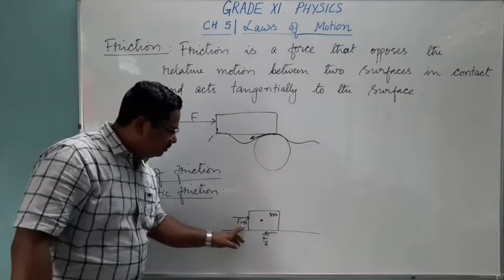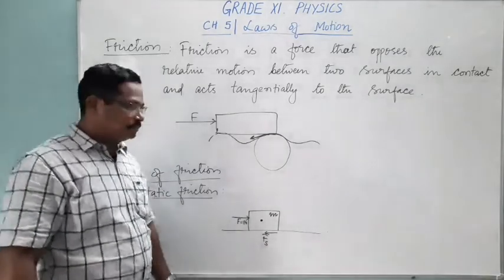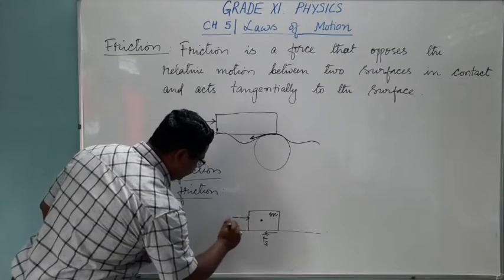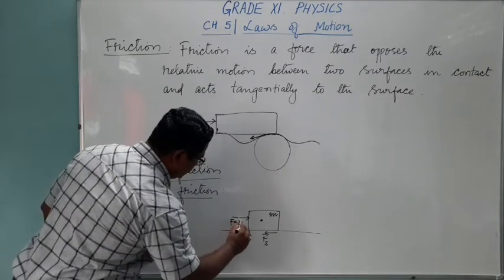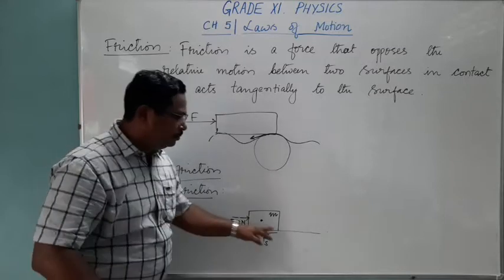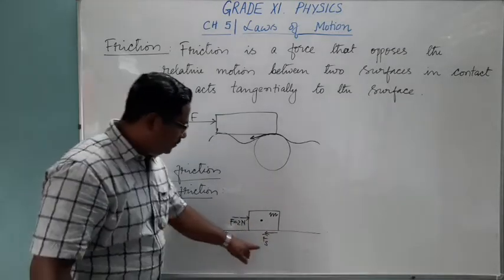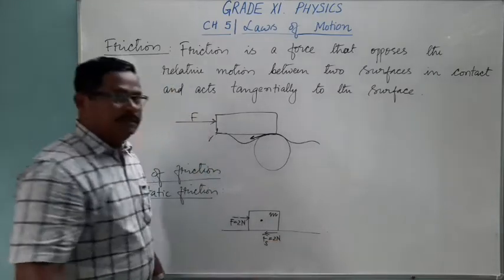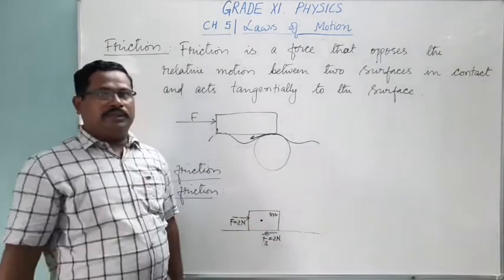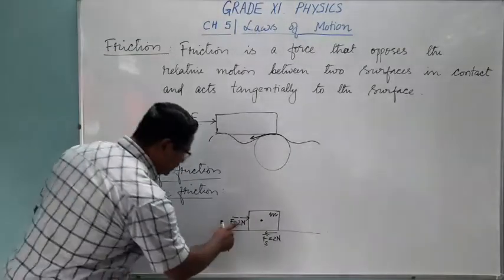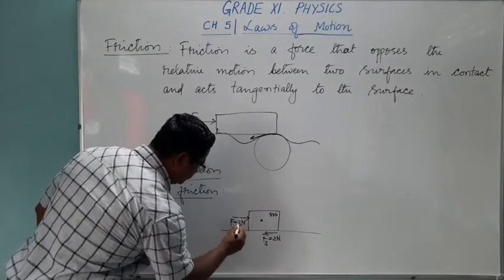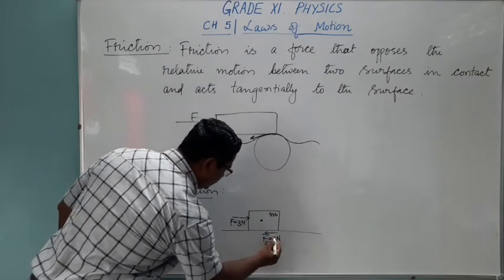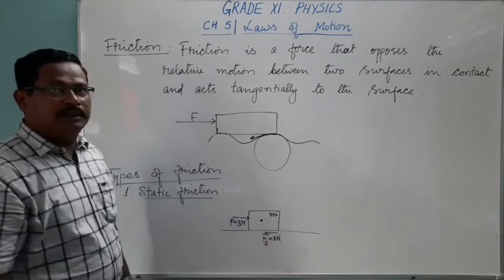If you go on increasing this force from 1 Newton, suppose you are now applying 2 Newton of force, then also the body may not move. Then this static friction also will become exactly equal to 2 Newton. They both will be equal to each other. Now if I apply 3 Newton of force, then also the body does not move. Then the force of static friction also will be 3 Newton.